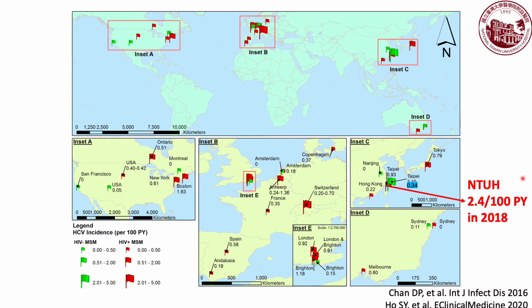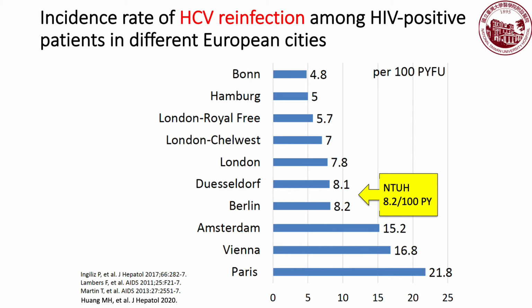In our institution, the incidence rate of a recent HCV infection was 2.4 per 100 person-years in 2018. Furthermore, HCV reinfection is also observed in this population. This slide shows the incidence rate of HCV reinfection among HIV-positive patients in different European cities. In our institution, the incidence rate of HCV reinfection was high, up to 8.2 per 100 person-years.